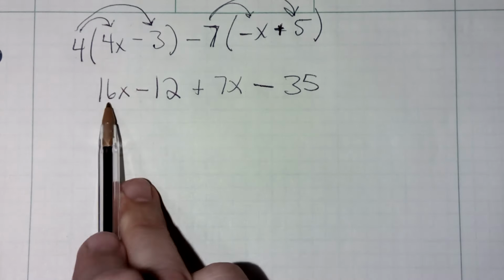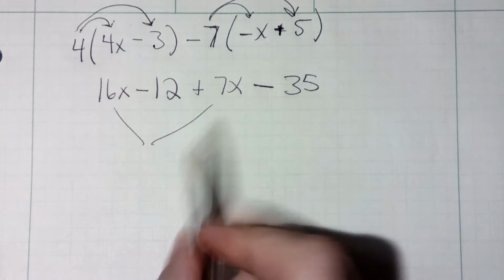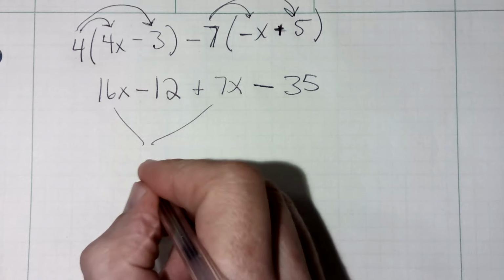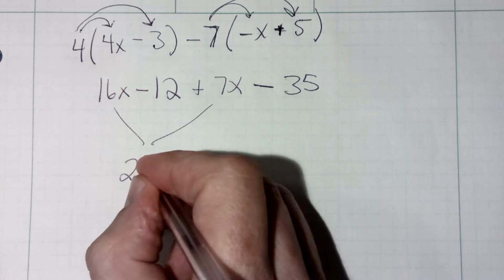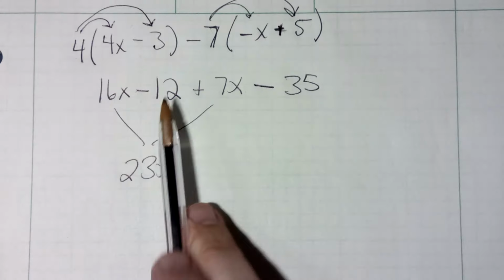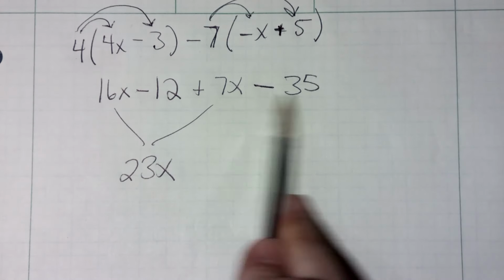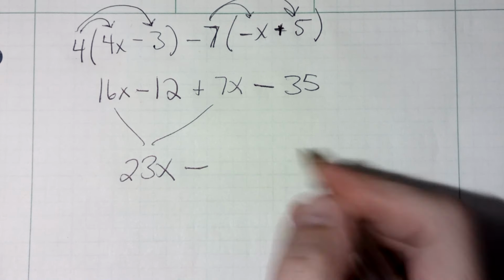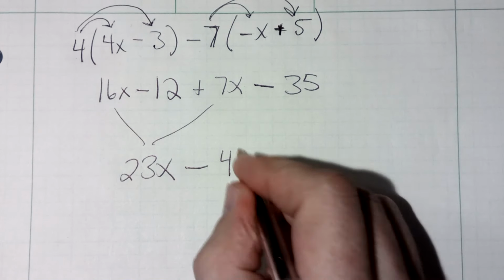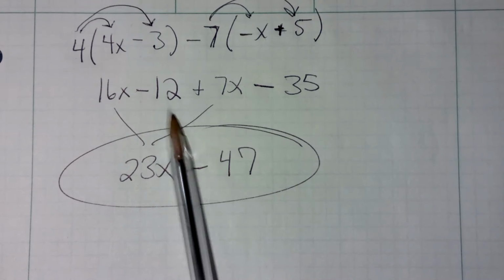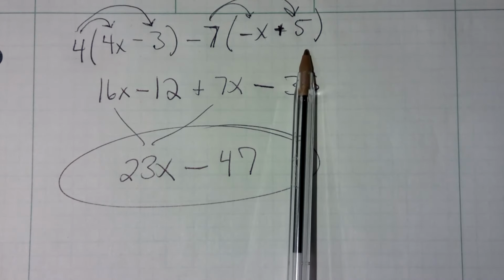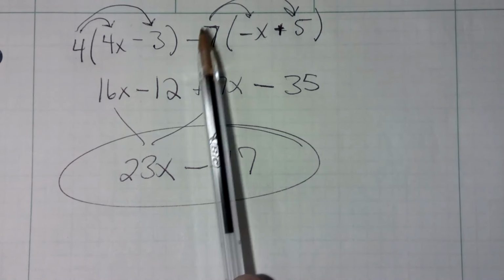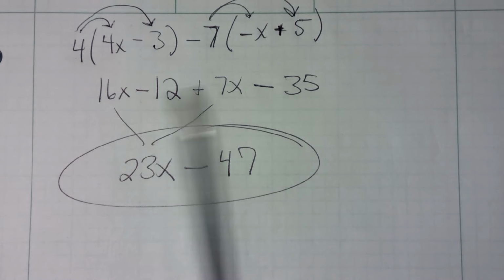Now I can add the like terms. I add the 16x to the 7x. Both are positive, so when I add them, I'll get a larger positive number, being 23x. And then I add the negative 12 to the negative 35, or minus 12 minus 35 more. It's going to be a larger negative number. It's going to be 47. So make sure you know your distributive property from a previous lesson. Make sure you can watch your signs and know that a negative times a negative is positive, a negative times a positive is negative, and then just add like terms.